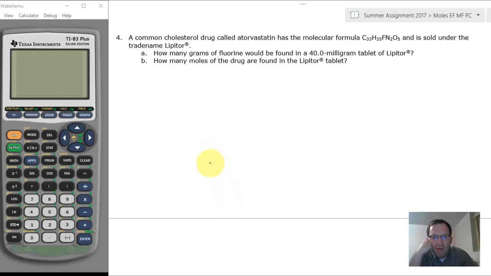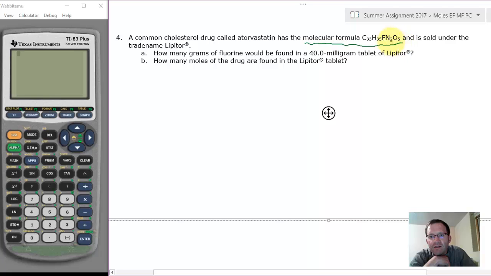Okay, now we're ready for problem number 4 on this assignment, and this one's a little different than the other ones. We're not going to be asked to find the empirical formula or the molecular formula. In fact, if you look at the beginning of the problem, it's telling me right out of the gate that it has the molecular formula given here as C33H35FN2O5. That's a big molecule.